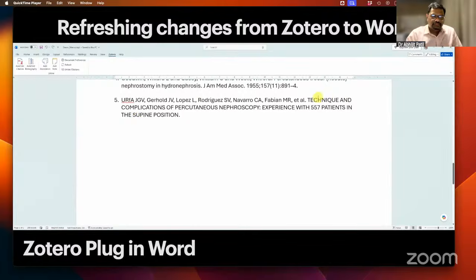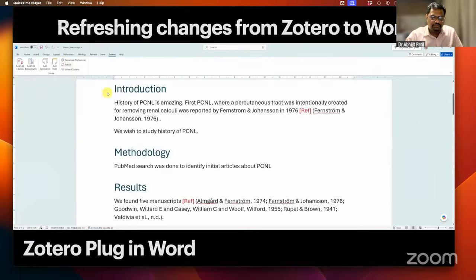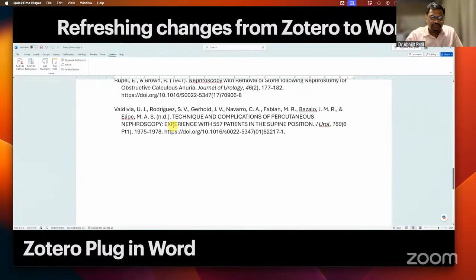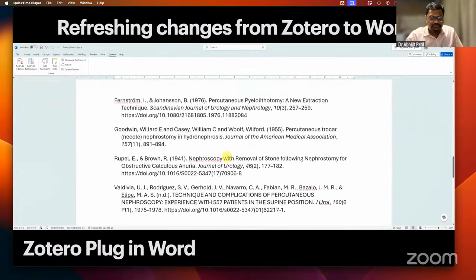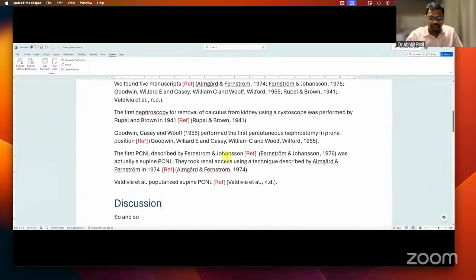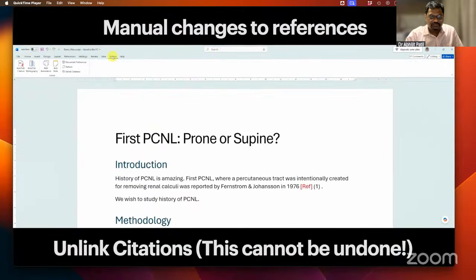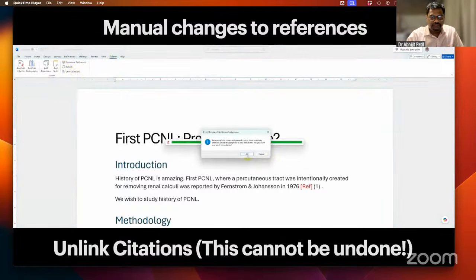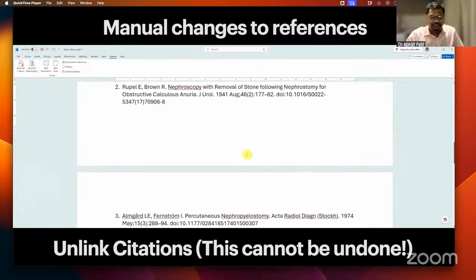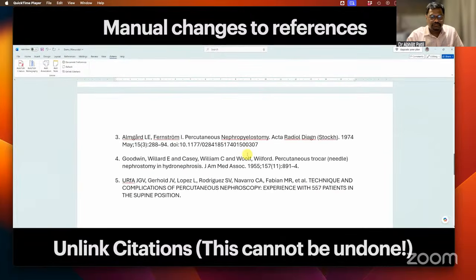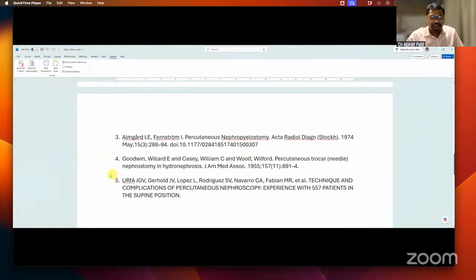Once you click refresh, the changes that you made in the Zotero will be reflected in the Word document like this. If your manuscript is accepted and minor changes to the references are to be done, it is wise to unlink the citations and do changes manually.